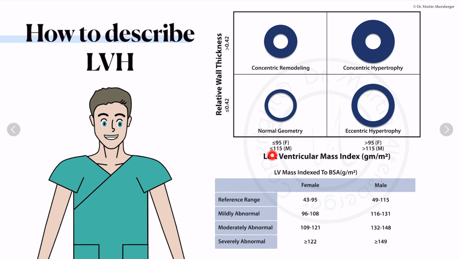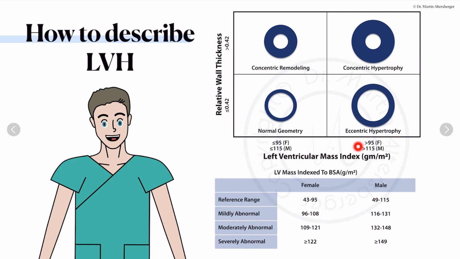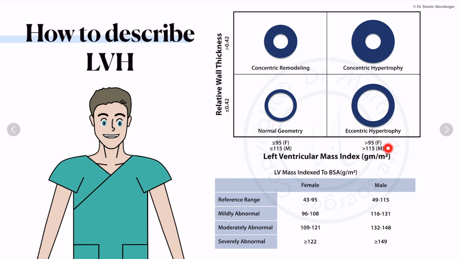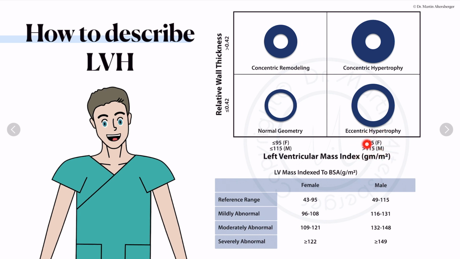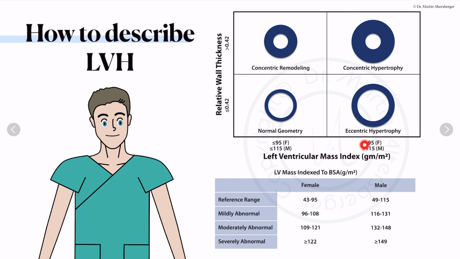inferolateral wall. And when we have a relative wall thickness with a normal left ventricular mass, and the relative wall thickness exceeds 0.42, in this case we have a so-called concentric remodeling. So this is not concentric hypertrophy. Concentric hypertrophy is defined by an increased left ventricular mass index, so for males above 115 grams per square meter and for females above 95 grams per square meter.